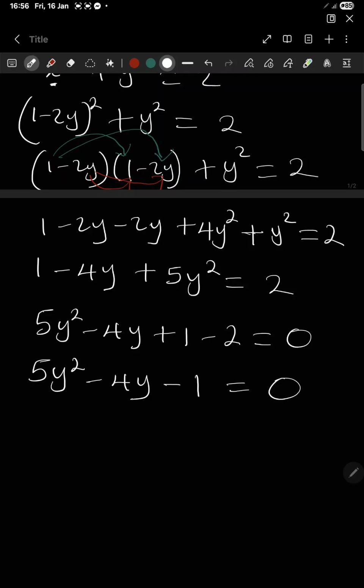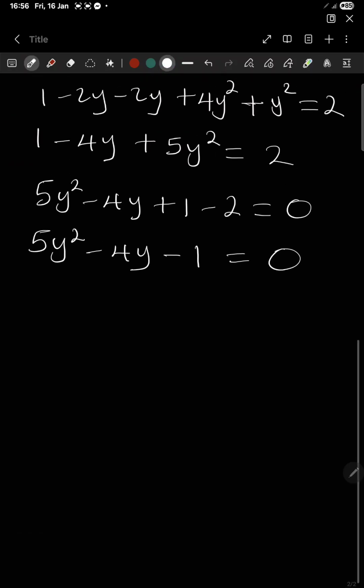Now, for you to get the values of y, you need to solve this quadratic equation that we found. Let's try to use factorization. To use factorization, you can get product, sum, and factors. So what is the product? The product is the first number times the last number. The first number is 5, the last number is -1.